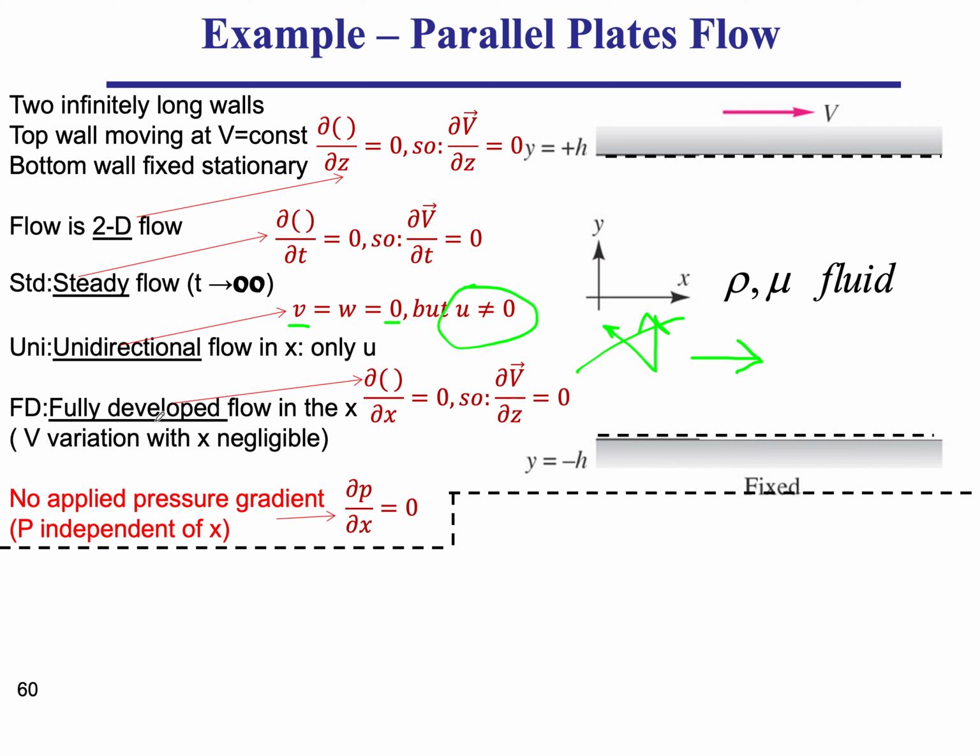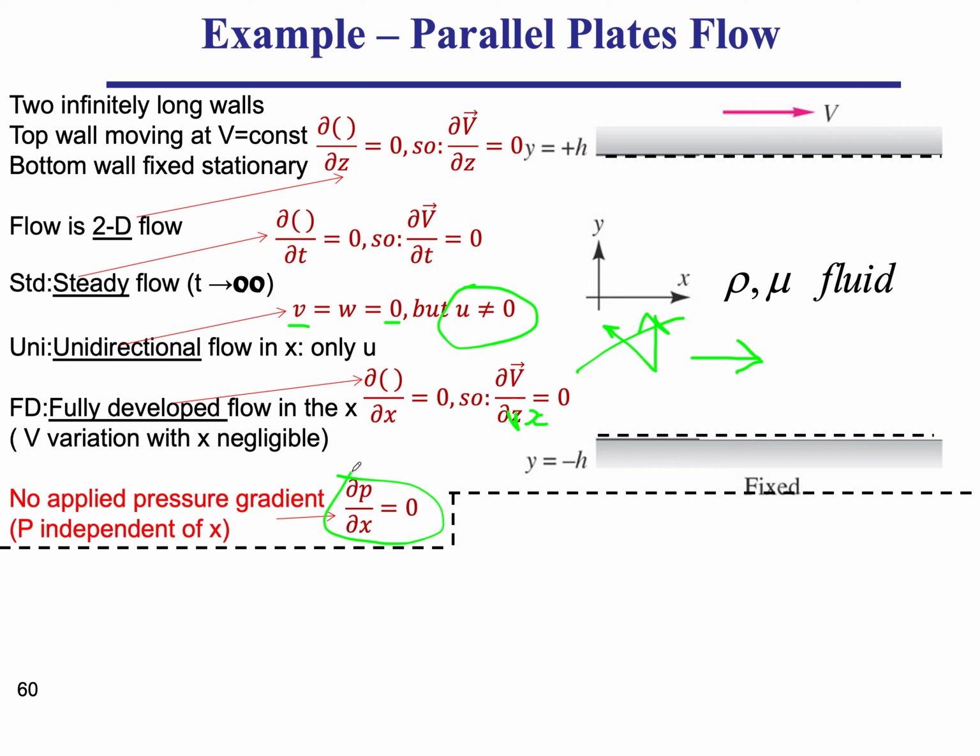And then we're making the assumption that our flow is fully developed, which means that the variation, so this should be x, not z, that's a typo, the variation in x of the quantity, which is the velocity of the flow, is zero. So this should be x. dv by dx is 0. And we're saying that there is no applied pressure gradient in the x, so dp dx is 0.